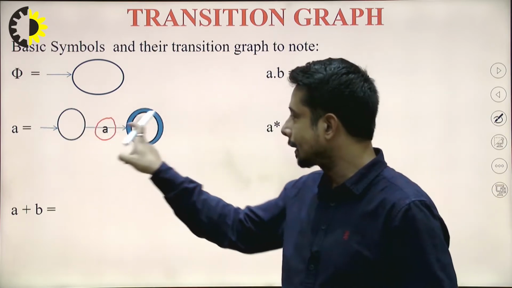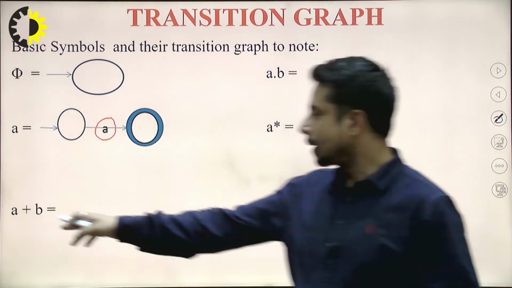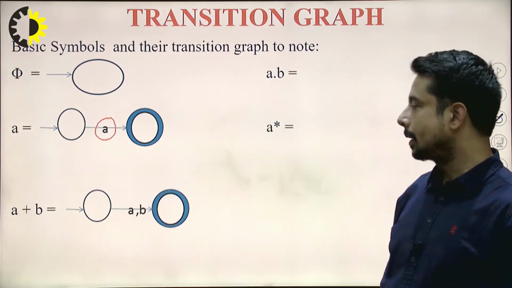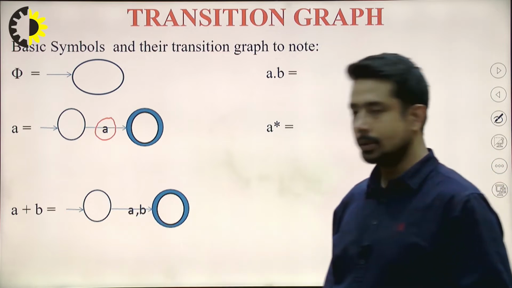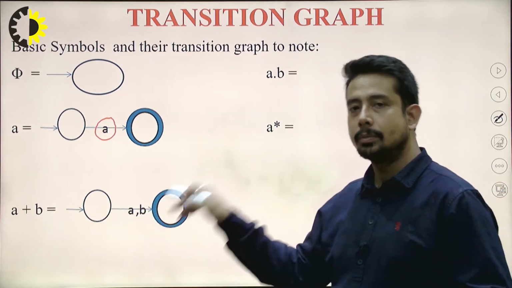Therefore, this A is accepting, correct? Because it is reaching the final state. Next comes A plus B. If you look into A plus B, I will take the same transition. In the same transition, A will also be going. In the same transition, B will also be going.